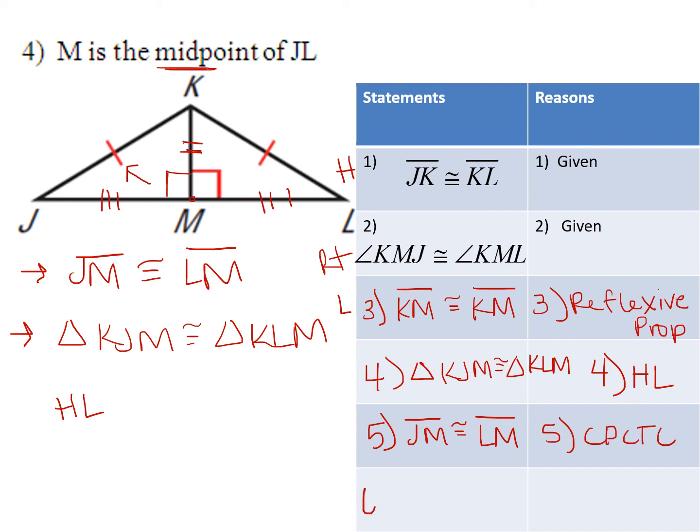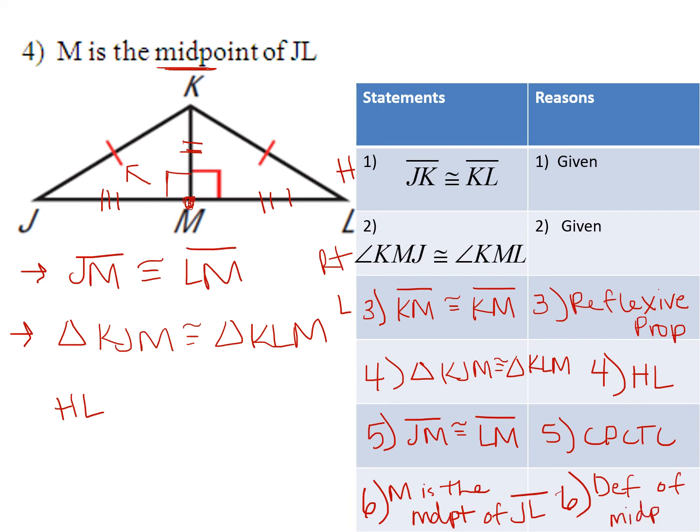So then lastly, we are trying to prove that M is the midpoint of JL. So do I have enough information to say that M is the midpoint of JL? Well, definition of midpoint means that M has to be in the middle, and if it's in the middle, then JM would be congruent to LM, so it looks like I have, and my reason for this would be the definition of midpoint. So I was able to show that using CPCTC, but then also knowing my definition of midpoint, so therefore M has to be the midpoint of JL. And this would conclude my proof, so I'd have to include my box.